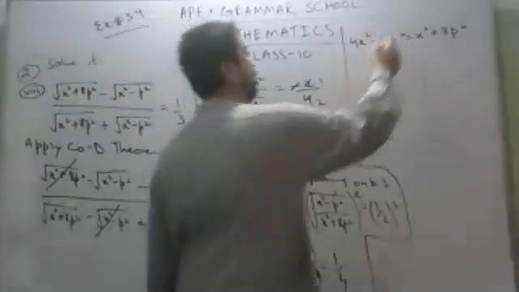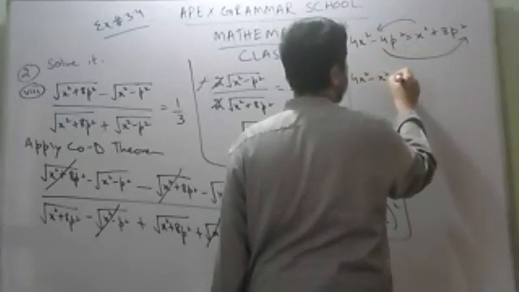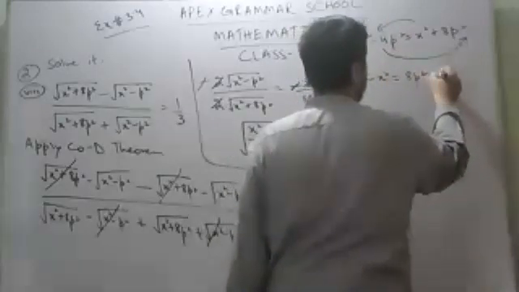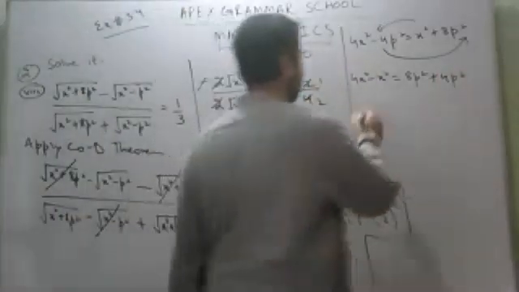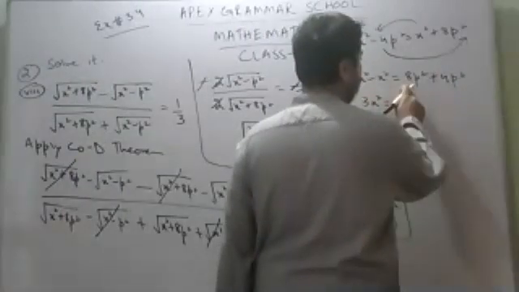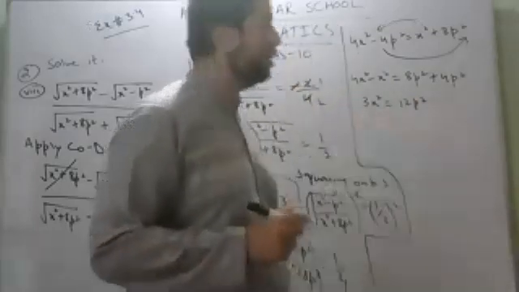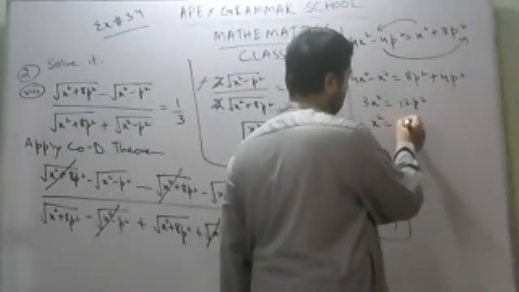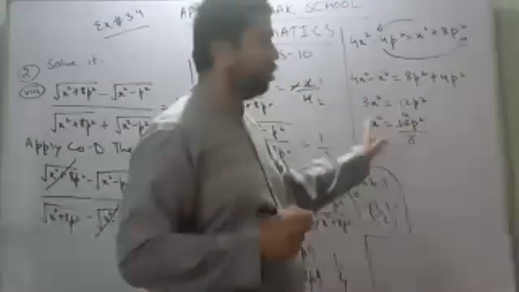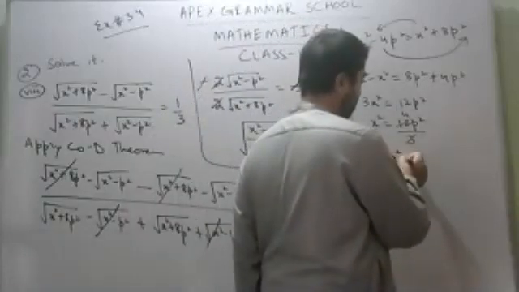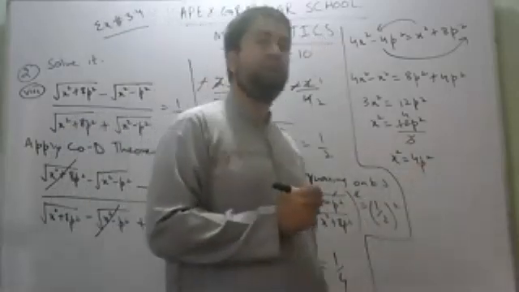Now, select values relevant to x square. 4x square minus x square is equal to 8p square plus 4p square. 4x square minus x square, answer is 3x square. 8p square plus 4p square is equal to 12p square. This 3 will divide on the other side. 3 4s are 12. Now you are left with x square is equal to 4p square.